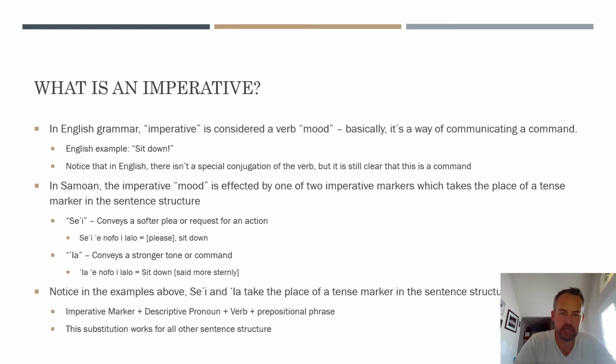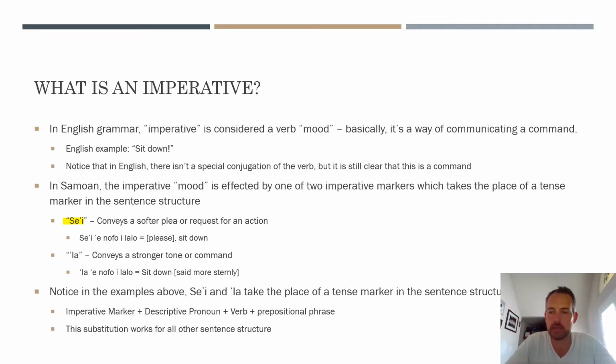And I guess I should highlight these things as I go along. So the first one is sei. And really this is, of the two that I'm going to introduce here, the softer one. This is more of what you might use to convey a request. So it's not like a harsh command. It's not like you're mad or anything like that. It's more of like an invitation, like, hey, won't you please sit down or something.